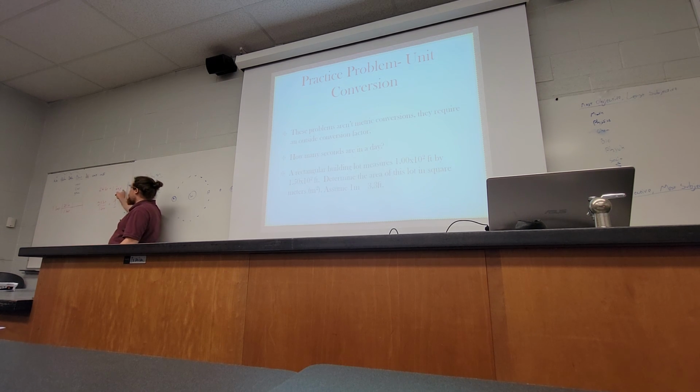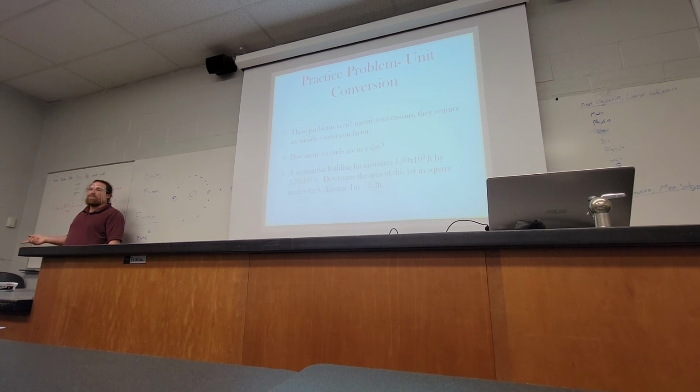I divided both sides by 1 day. 1 day over 1 day would be 1. So this fraction equals 1, which means every single part of this railroad network is just multiplying by 1, but in a way that's going to cancel out the old units and replace them with new ones. So that's why I use this tactic.